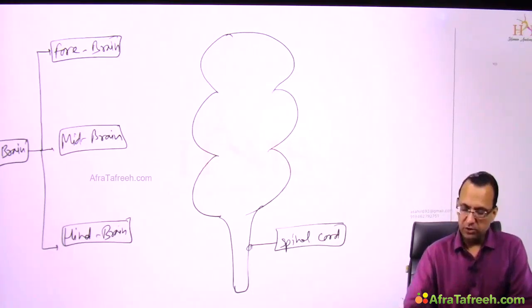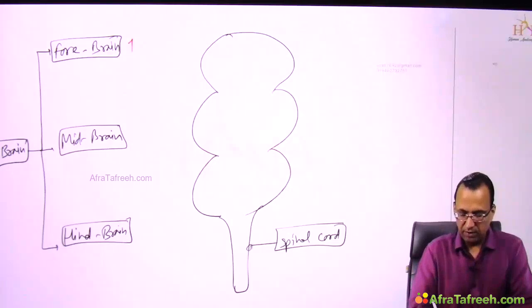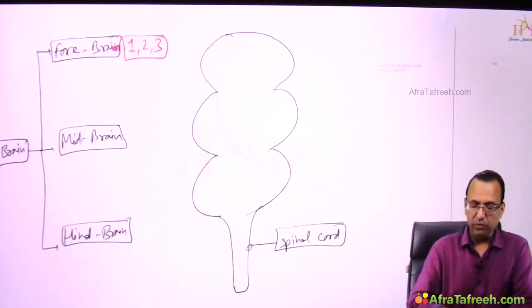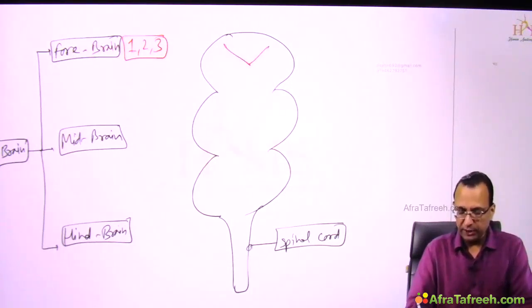Which ventricles do you have in the forebrain? I have ventricle 1, 2, 3. Ventricle 1, 2, 3 is present in the forebrain. Let us discuss the ventricle 1, 2, 3 in the forebrain then. See, they are arranged in a Y-shaped manner. This is ventricle 1 going to the right side, ventricle 2 going to the left side, and ventricle 3 in the midline.